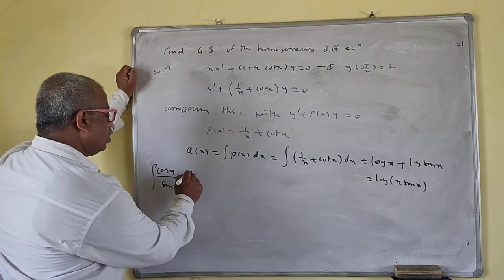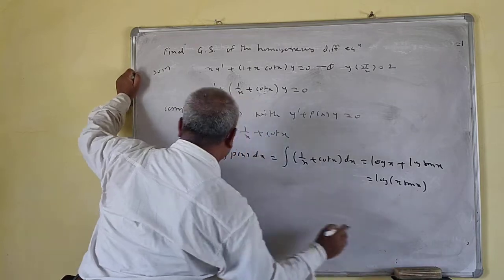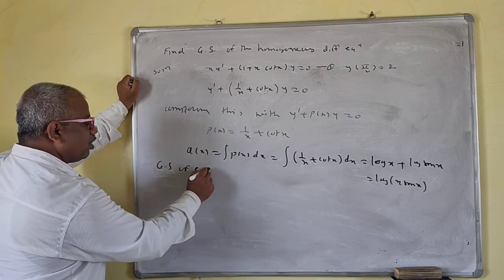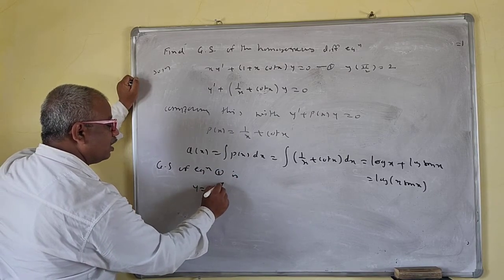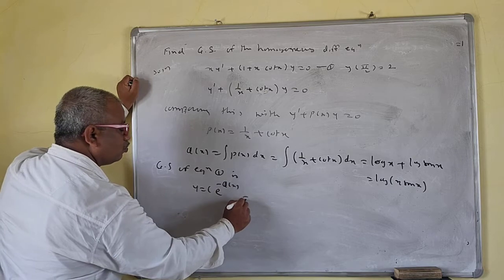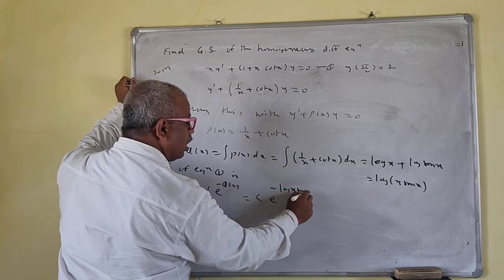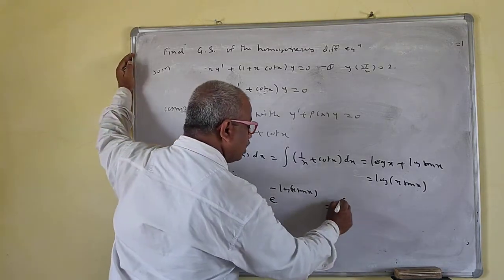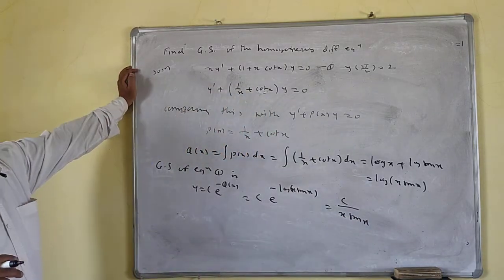Okay. So now the general solution. We write the general solution now. You get the phi of x. This is very simple now. The general solution of equation 1 is y is equal to c e raised to minus phi of x. So this is c e raised to minus log of x sin x. So e raised to minus log of f of x, this is c upon x sin x. So this is your general solution.